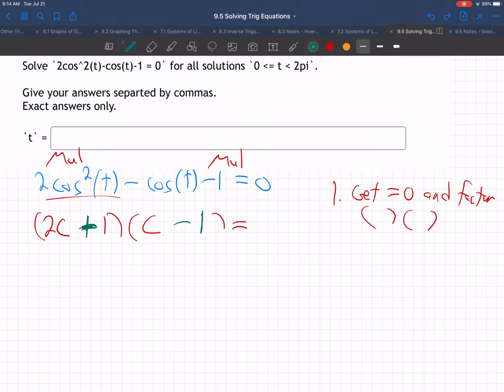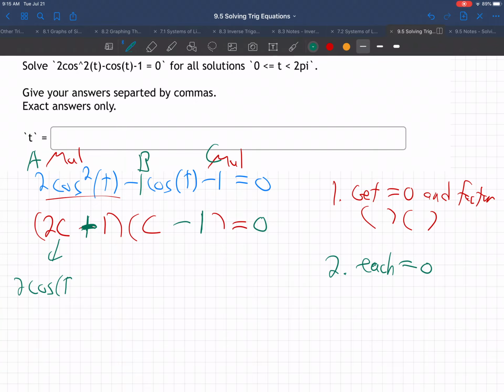By the way, you could use the quadratic formula. If you just so much hate factoring here, you could do the quadratic formula where A is 2, B is minus 1, C is minus 1. Plug them in, you would get it. Let's go on there. So set equal to 0, step 2. Now, each one equals 0. Each one. So I'm going to take this one alone.